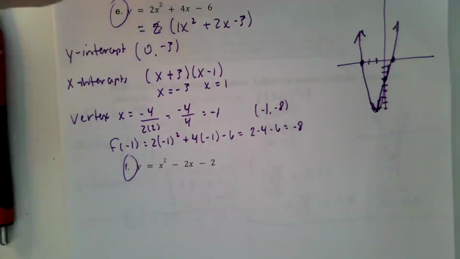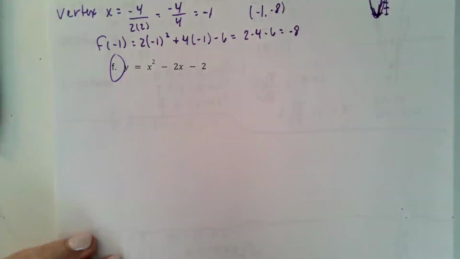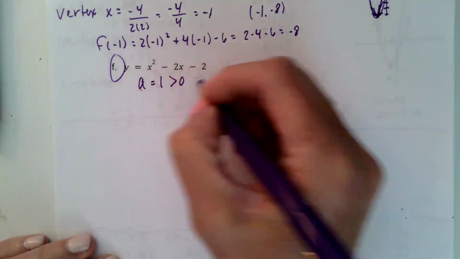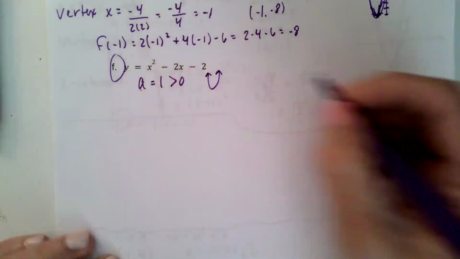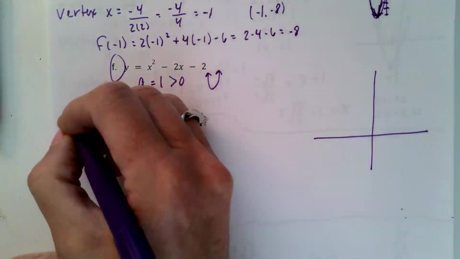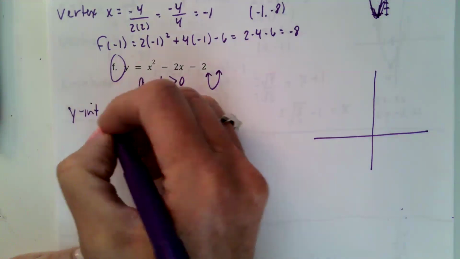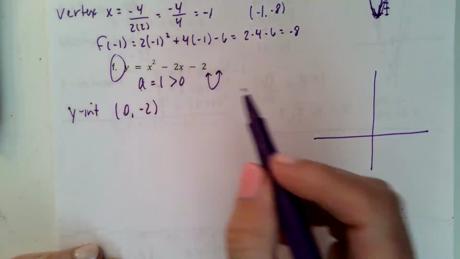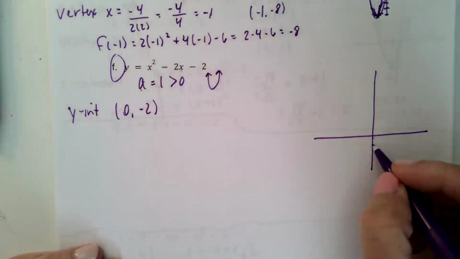Okay, let's look at the last one. Okay, so a is equal to 1, greater than 0, so it's face up. And the y-intercept is at (0, -2) when I put 0 in for x. So 0 and -2, so there we are.